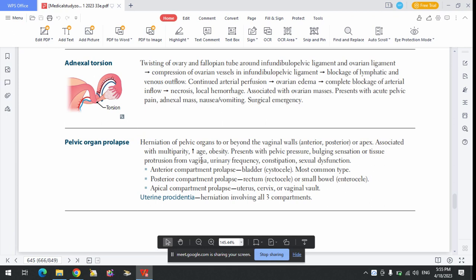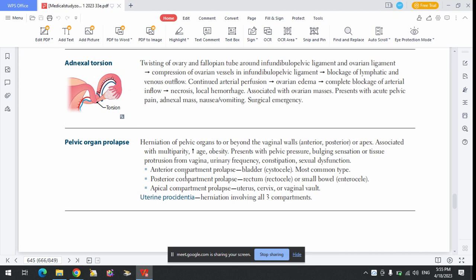Age. With age, they become weakened too. Obesity. All the muscles become replaced by fat, so they become weakened. So don't forget these three things: multiparity, age, and obesity. They all weaken the pelvic floor, which could lead to development of a prolapse.